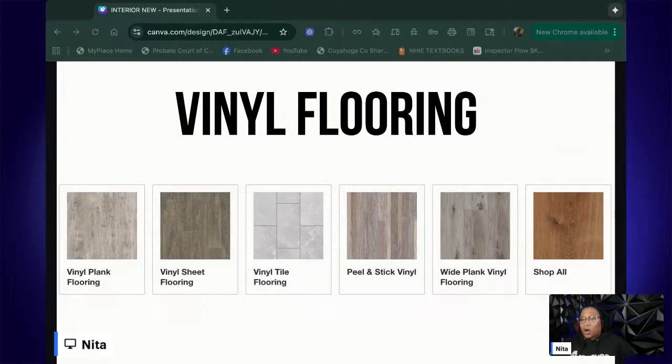Again, don't be thrown off, because you could see vinyl that comes in a big long sheet and is installed like that. You could see vinyl flooring installed as peel and stick. You could see vinyl planks installed with that same click lock installation. It doesn't matter what style it is, the material is still vinyl. Okay.